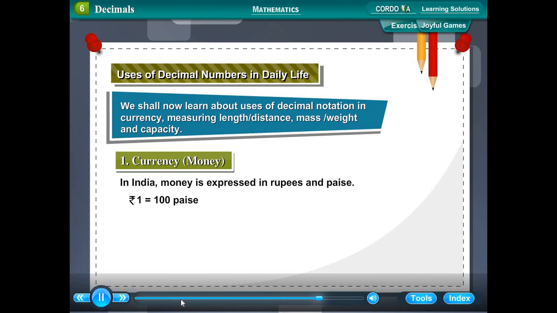Currency, money. In India, money is expressed in rupees and paise. 1 rupee is equal to 100 paise. 1 paisa is equal to 1 upon 100 rupees, which is equal to 0.01 rupee. Similarly, 2 paise is equal to 2 upon 100 rupees, which is equal to rupees 0.02.